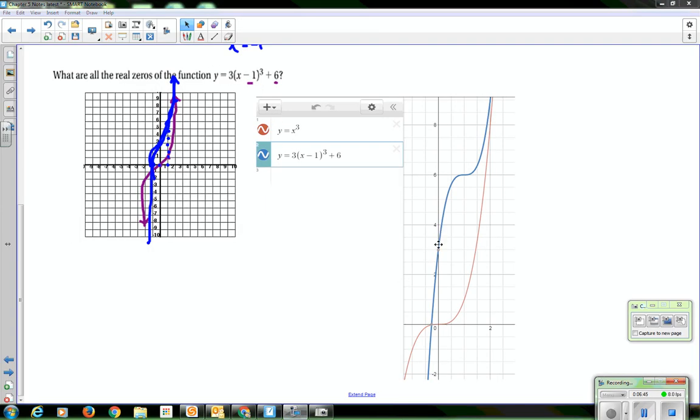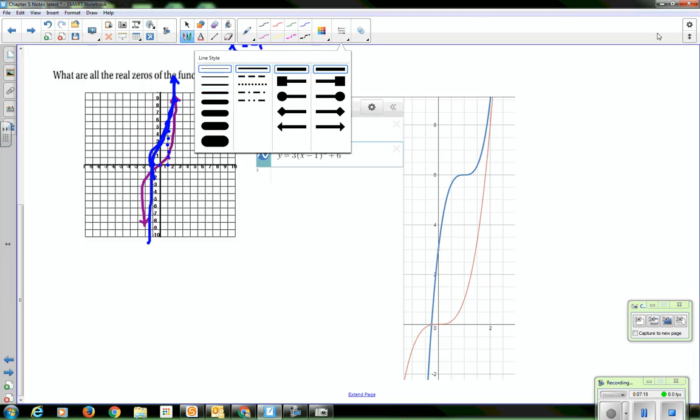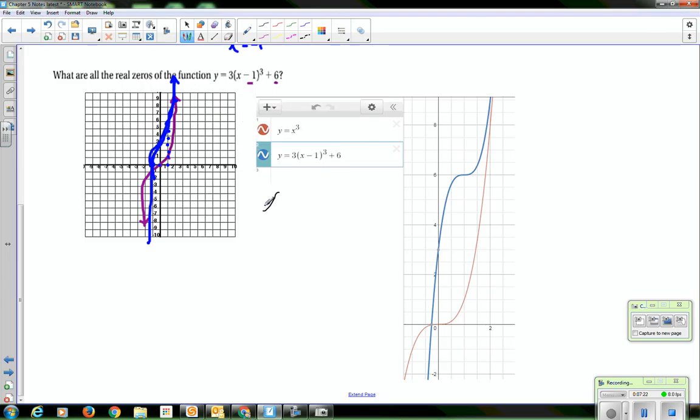Okay, so when you look at the nicely drawn graph of this function, you'll see that the red is the parent function, so that's where we start out. The blue is the one that's moved over 1 and up 6, and it ends up crossing right here at -2.6. So I know, it's crazy. You can't see that on my wonky graph. So the real zero of the function is at x equals -2.6.